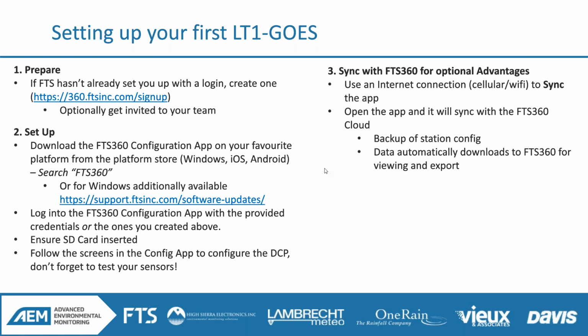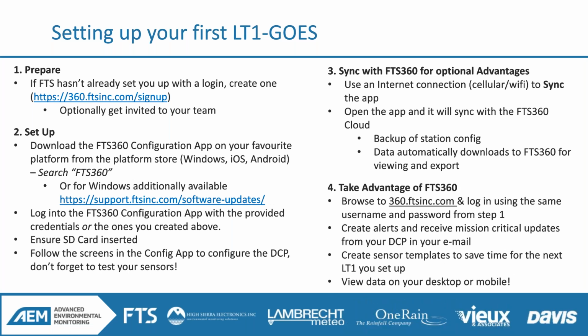So as I mentioned in step 4 here, you can just get yourself to the URL, 360.ftsinc.com. Log in again with the same username and password from step 1. I'll be demoing some of this after Brad, but you'll be able to create some alerts. You can get those battery voltages in your email. You can create sensor templates to save time for the next time you get an LT1. And you can view all your data in near real time from either your desktop or mobile. Kind of handy if you're taking the bus or sitting on the beach, which is kind of fun.